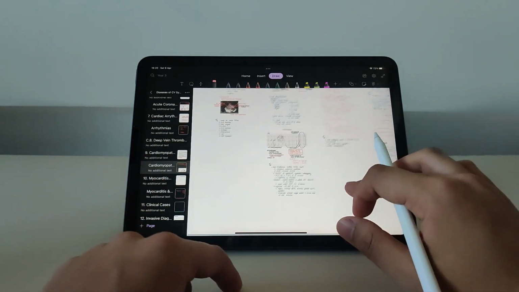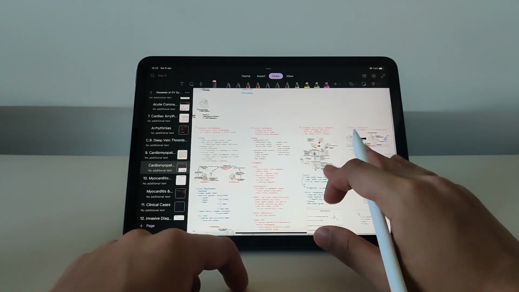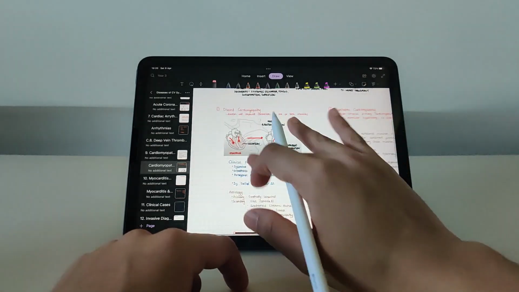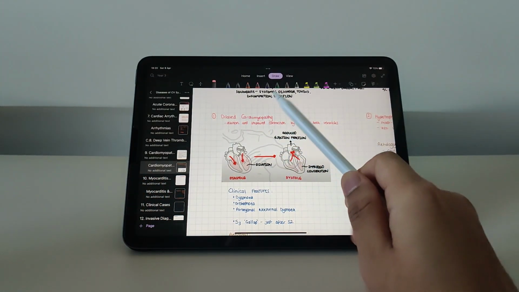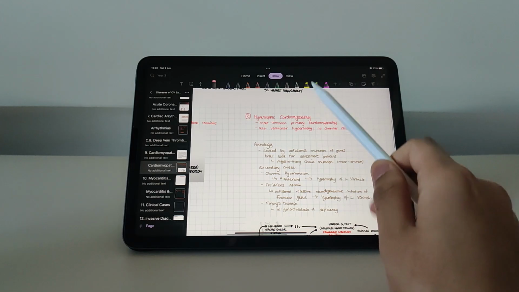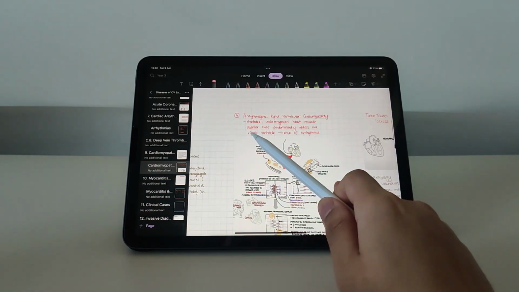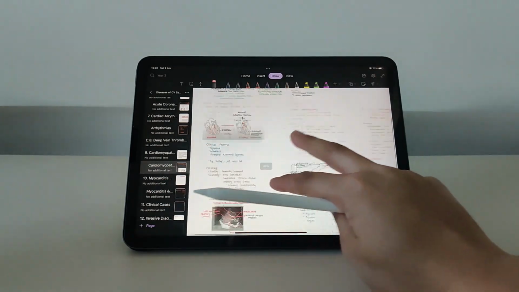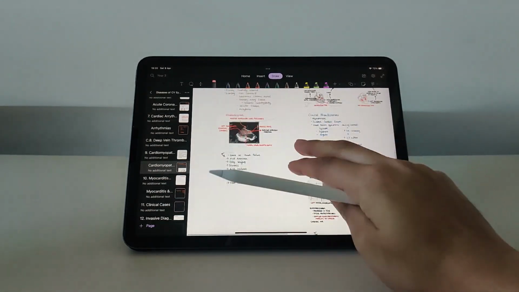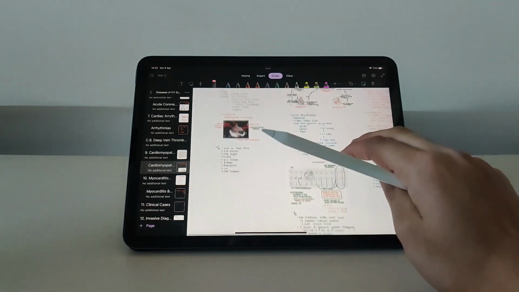So again, I go onto YouTube or use the slides, and I create notes on all the important parts. As you can see, I've split it up here. This is dilated cardiomyopathy, hypertrophic, restrictive, you get the idea. So I split it up and write all the basics and all what I need to know. So the etiology, clinical features, diagnosis, treatment.